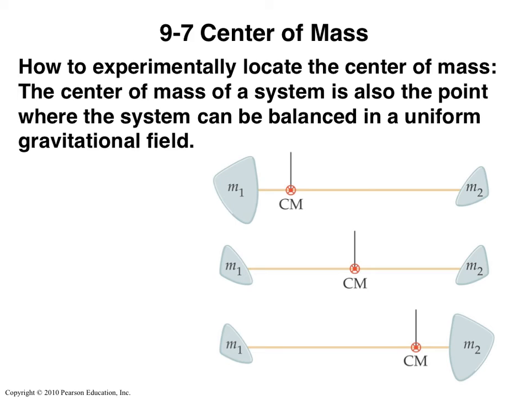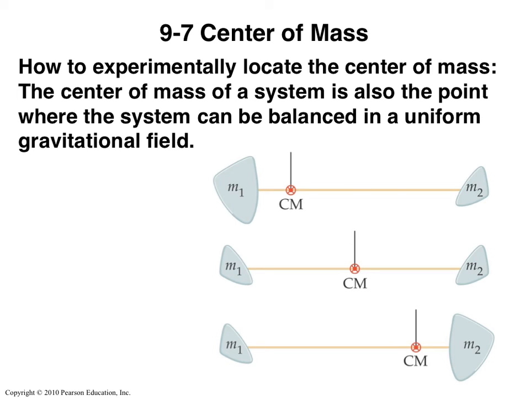So to find the center of mass, all you do is you pin it, you let it hang freely, you draw a straight line down through the axis, through your pin. Then you go to another point and you pin it. You draw the straight line down. Where they intersect is where the center of mass is.